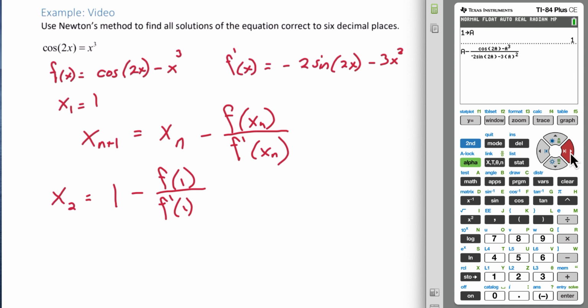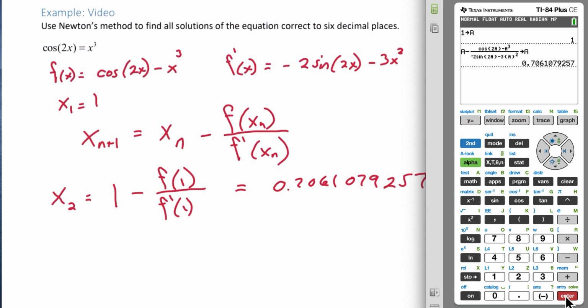And before we hit enter, we want to have the calculator take this new value and store it in A. So we're going to go to store alpha A and hit enter. And notice it's going to give us the second approximation of our root. So we have 0.7061079257.